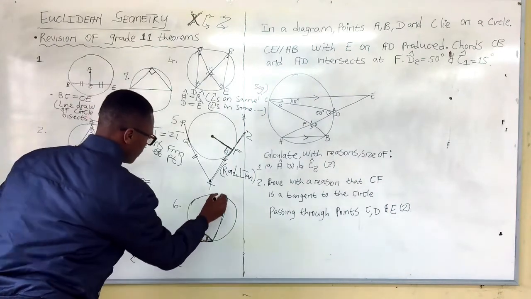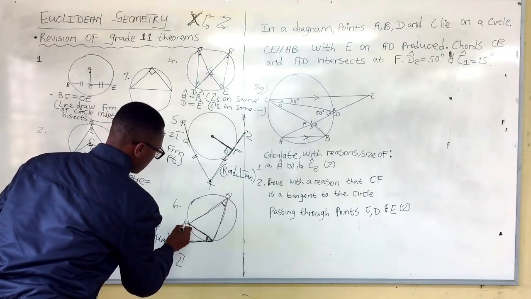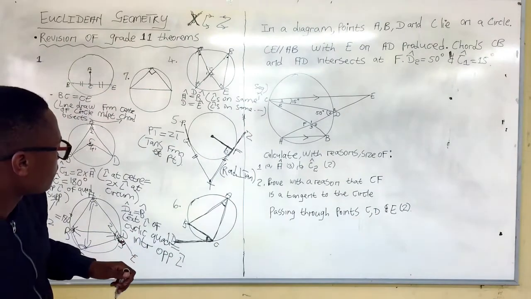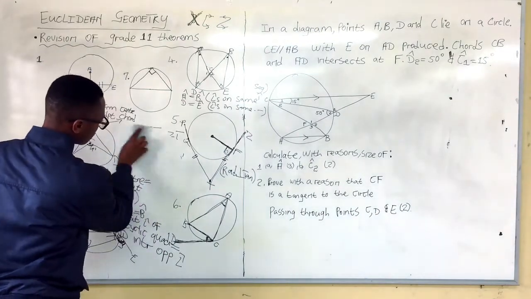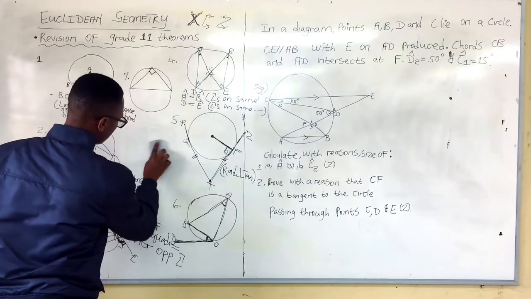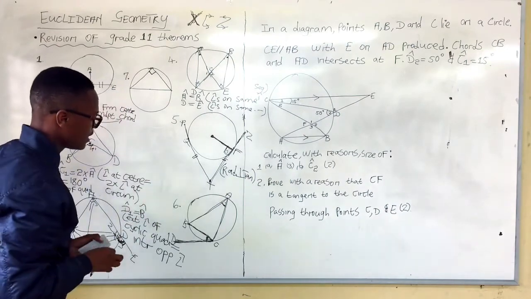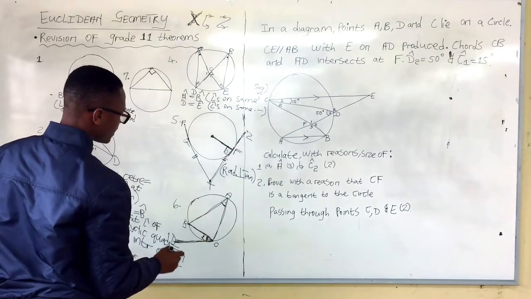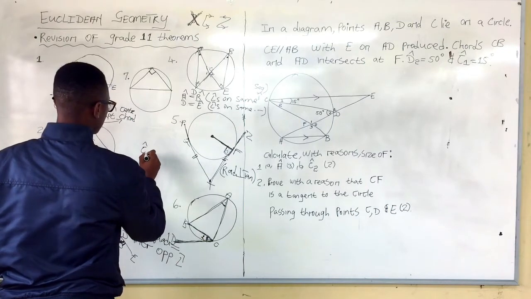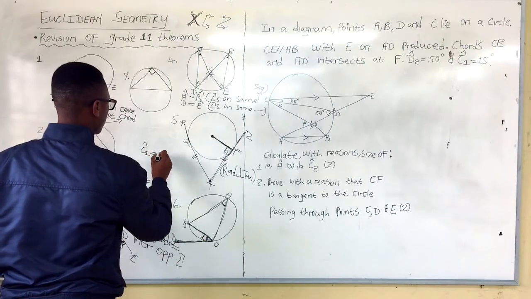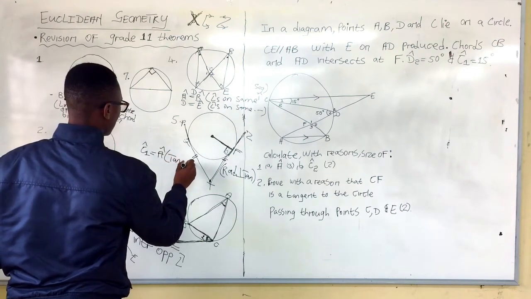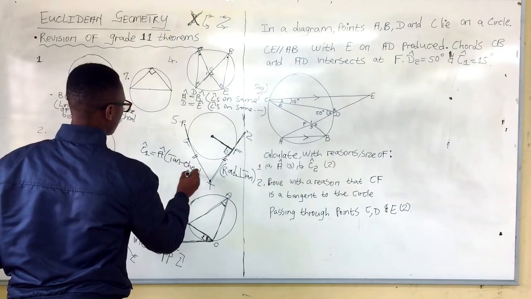So if we have A, B, C, and D here, something like that, let's call this angle C1. Always we're going to say that angle C1 is equal to angle A. Why? Because of the tan-chord theorem.